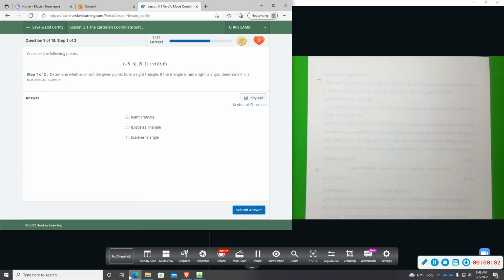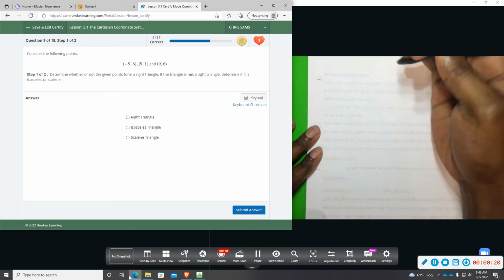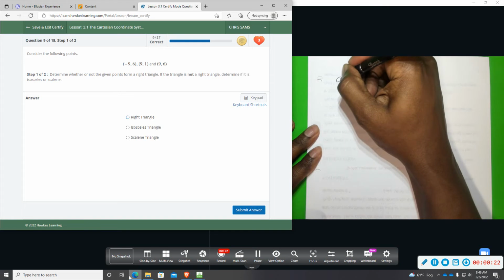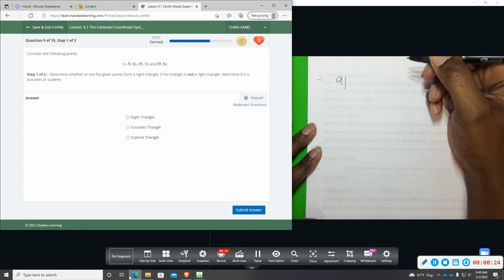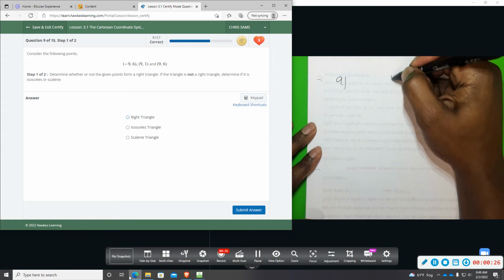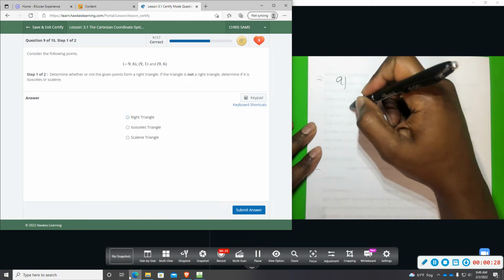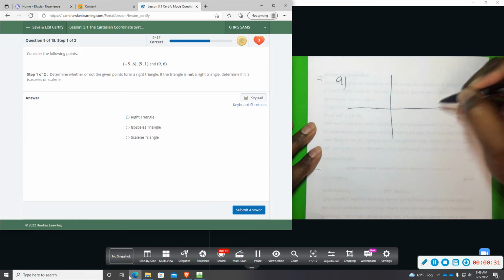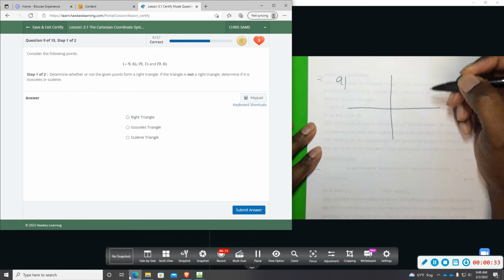Alright, number 9, we have 3 points, and we want to determine whether or not the given points form a right angle, and then if the triangle is not a right triangle, we want to determine if it is isosceles or scalene. So I'm going to draw a grid, and we can also graph this on our calculator. I'll have to go back and practice on that.